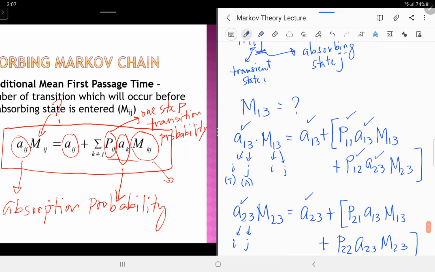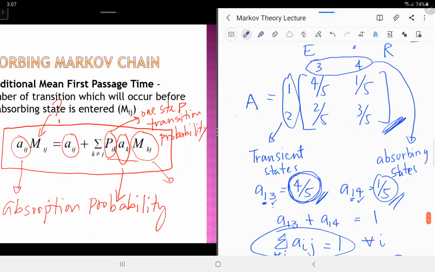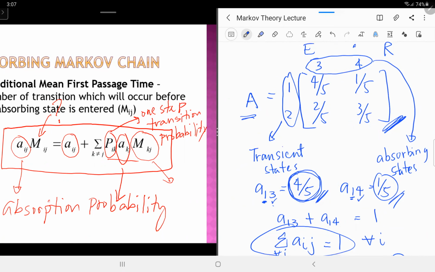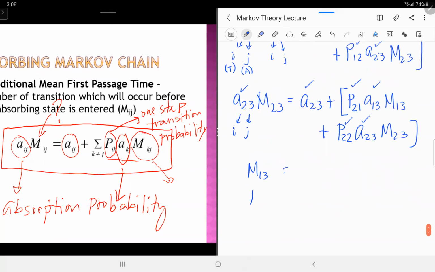Okay, so take note for your second equation, you know this, you know this. By the way, A23, A13 can be found in matrix A. So A13, A23 are all found in matrix A. So you know P21, A13, you know P22, A23. This time you have M13 here and M23. So I think that's good enough. We have two equations, two unknowns. You have to solve for M13 and M23.